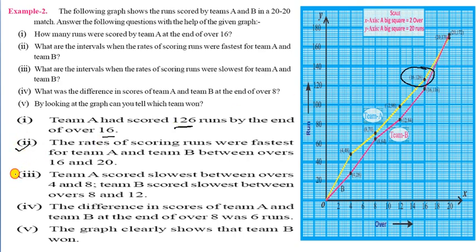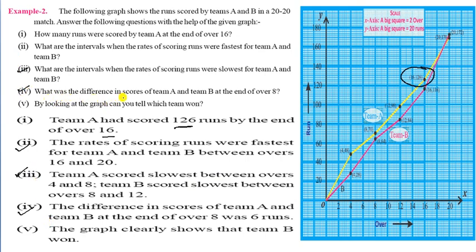Now come to the third question. What are the intervals when the rate of scoring runs was lowest for team A and B both? So for the lowest run rate, you can see here. Team A scored slowest between overs 4 and 8. Look here between 4 and 8, it is the lowest, very low for this team. And team B scored slowest between 8 and 12. This one is 8 and 12. So you can see here the very less slope. Now come to the fourth question.